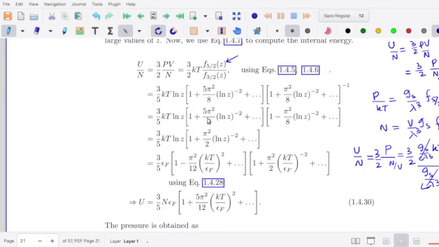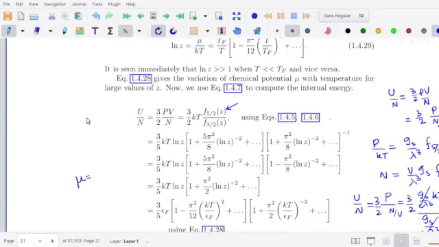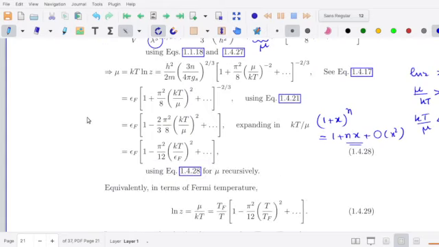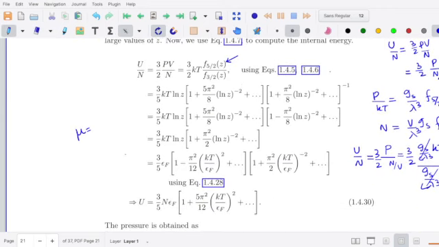Now there is one more thing that remains to be done, because logarithm of z has to be replaced by the corresponding expression. Now kT log z is equal to mu, and it has a series expansion, which is given by this. So kT log z will be replaced by this expression: kT ln z is epsilon f times 1 minus pi square by 12 kT by epsilon f square plus and so on, and then this term.